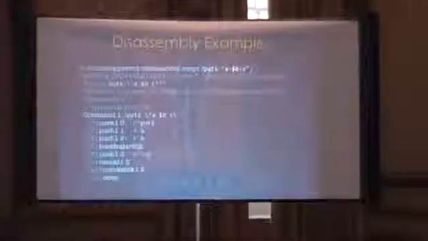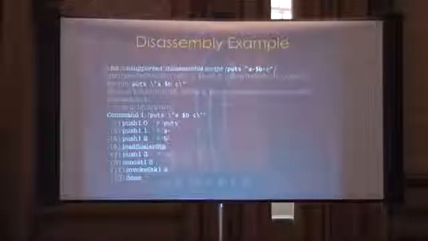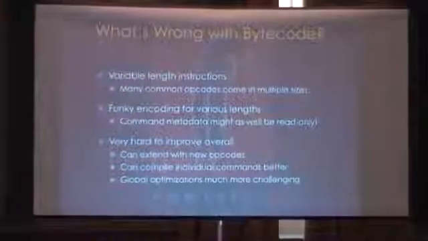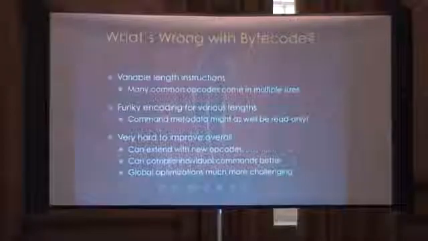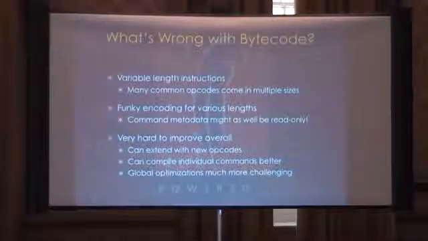And those are actually indexes into a table of literals, so that's how it all works. Anyway, so what's wrong with the bytecode? Well, we've got variable length instructions, which makes issuing these things in complicated cases exceptionally difficult. We've got some really funky encodings in there, which just makes life gratuitously difficult in places, and it's extremely hard to improve anything at all.